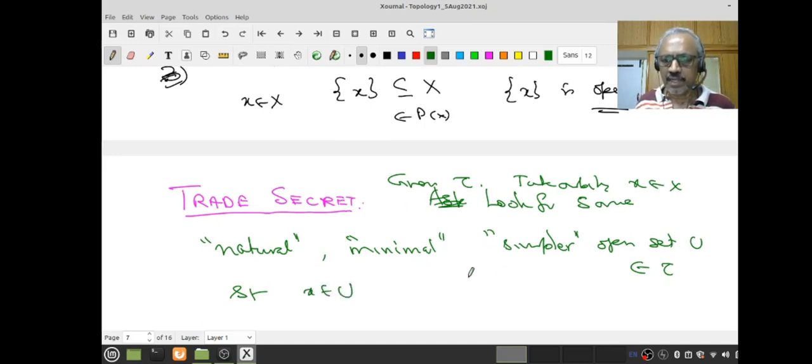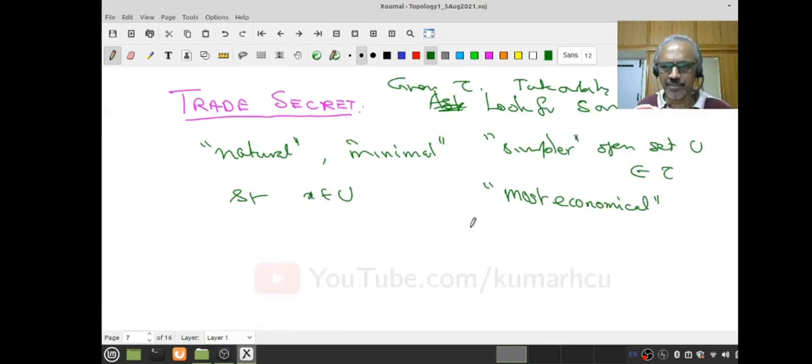And I can use any word. I am not defining what is natural, what is minimal, what is simpler. You understand that? As you go ahead by looking at various examples, you will pick up what we want. I can also say most economical. There are so many ways of saying it, or most convenient, most comfortable, whatever you want to say. Don't worry, and I am going to illustrate this principle here.